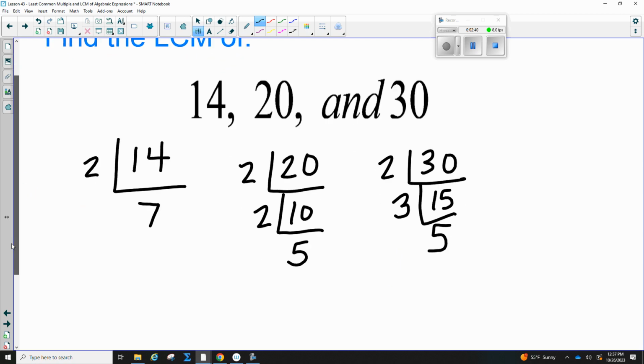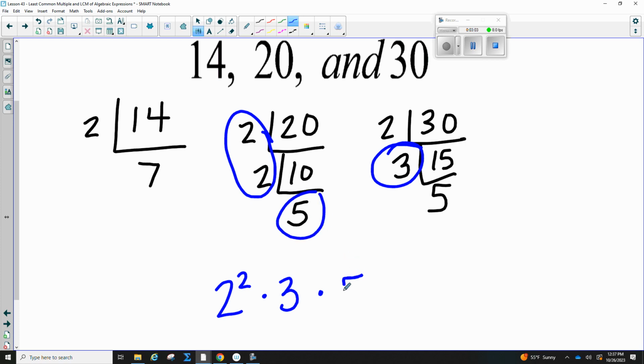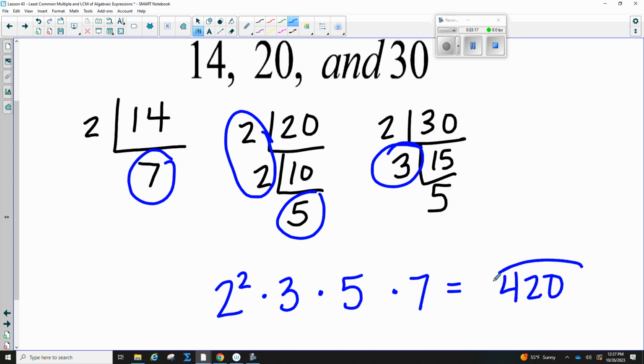All right, so then what you do is you ask which one of those has the most number of 2's? That would be this one. So we're going to take 2 2's. And then the most number of 3's is just one of them. And then the most number of 5's is just 1. Nobody has more than 1. And the most number of 7's is just 1. And then you multiply all of those together, which is kind of unfortunate. That's a little bit of effort, and you get 420. That is the smallest number that all 3 of those go into.